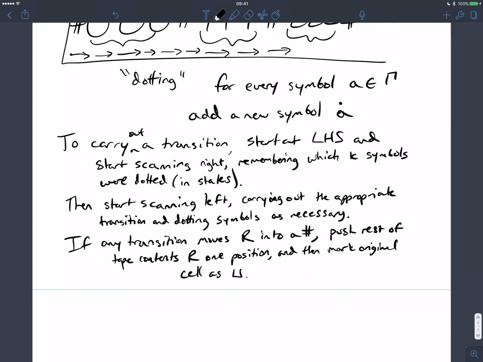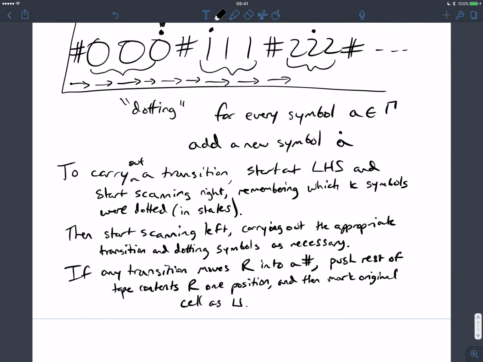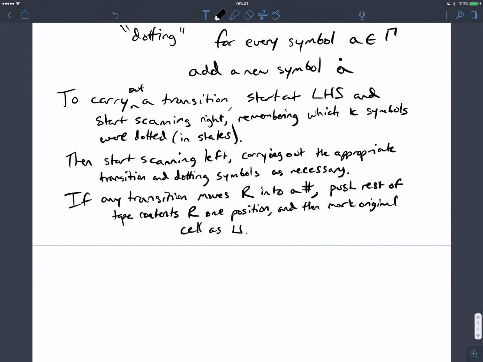So even giving you multiple tapes may make your Turing machine a lot faster, but it can't recognize anything more, because I can convert from a multi-tape machine into a single tape one. And so this process is called simulation.